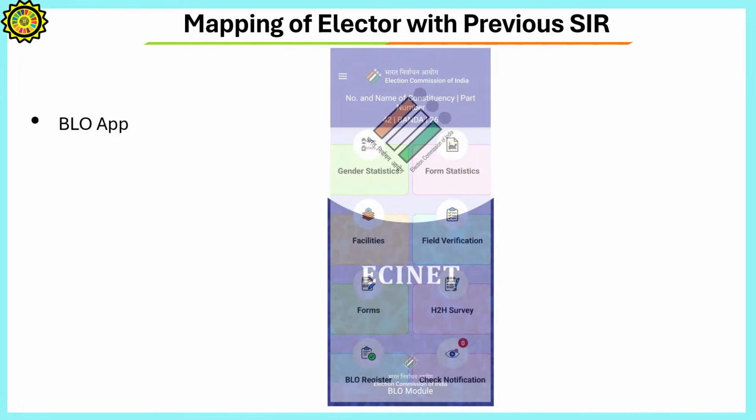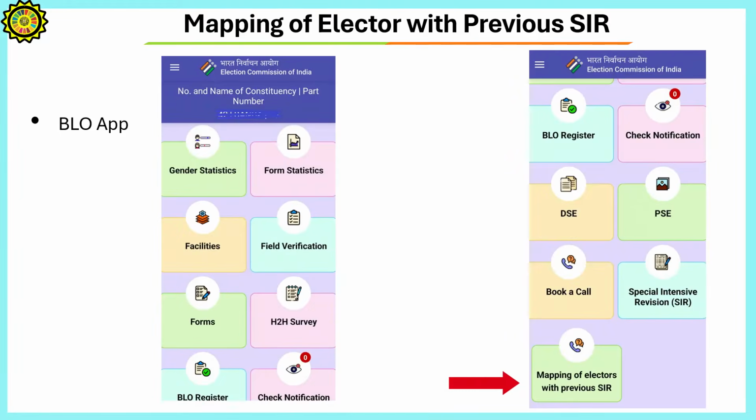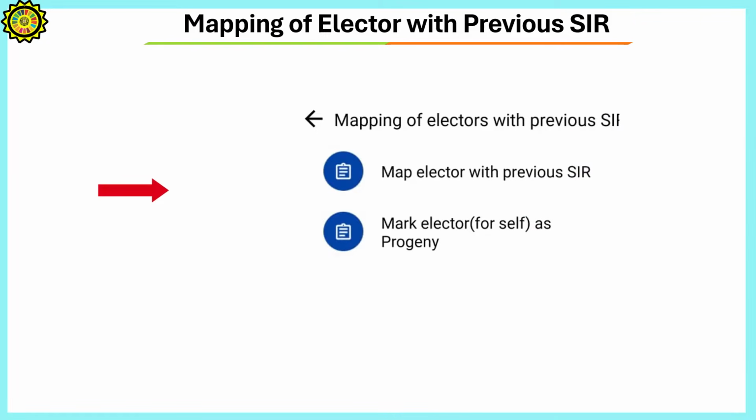The BLO app is shown on the screen. Now click on Mapping of Electors with previous SIR. Now we can map the elector with previous SIR based on Map Elector with previous SIR or Mark Elector Self as Progeny.